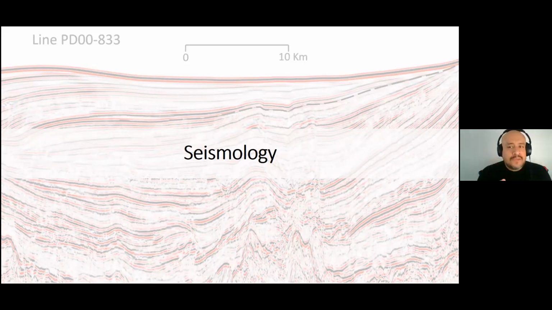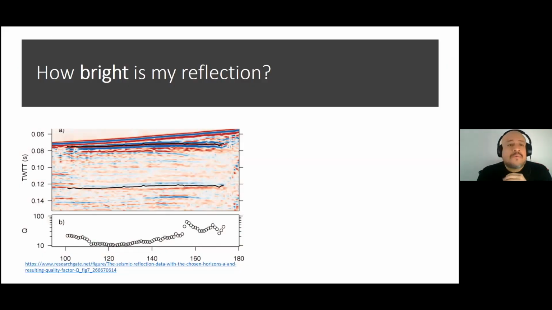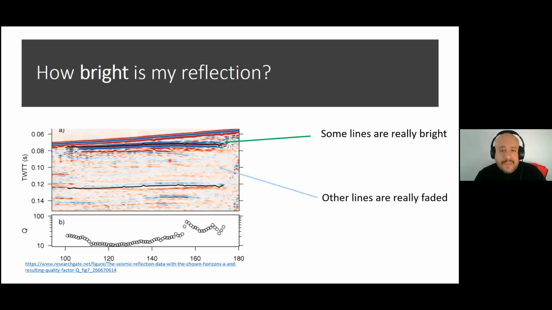Okay, so you have successfully worked out the speeds that seismic waves will travel through different rock types in the subsurface. So now let's take a look at what else we can learn from these seismic images. In this case, how bright is my reflection? Once we have the data, we want to process it so that we can understand what is happening in the subsurface. We know that different rock types have different seismic velocities from our previous calculations. This also has an impact on the brightness of our reflections. Some of them are going to be really bright, like these ones in the upper part. Some of them are going to be really faded, as the ones we have here.